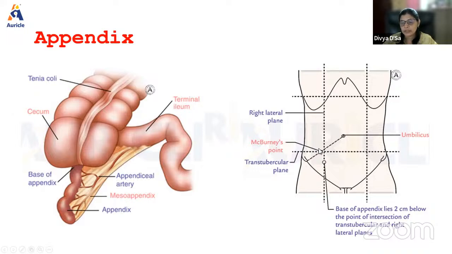At this intersection lies the ileocecal junction, and here only there is McBurney's point. McBurney's point is the point of maximum tenderness. If we draw a line from the anterior superior iliac spine to the umbilicus, the junction of the medial two-thirds and the lateral one-third is McBurney's point. At the intersection of the right lateral plane and transtubercular plane we have the ileocecal junction. About 2 centimeters below from there, we mark a point, and that point is the appendix.